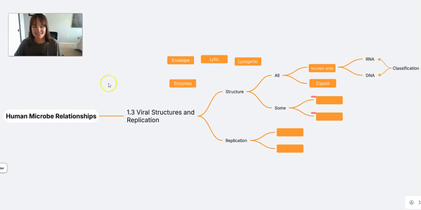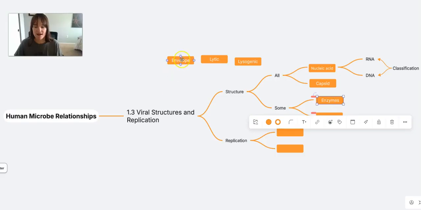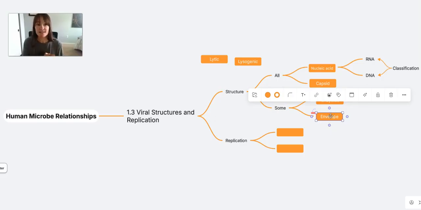All right, are you ready to check your understanding? Viruses may have enzymes, and they may have an envelope. Both of those are optional, but they can make a difference in helping the virus to infect, so we'll learn more about it later in this unit.